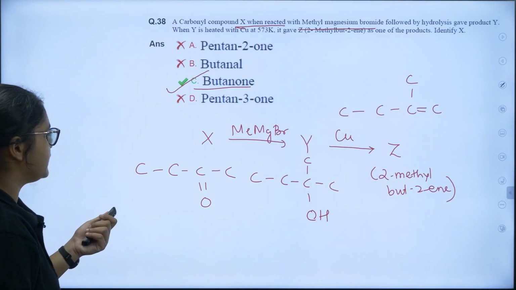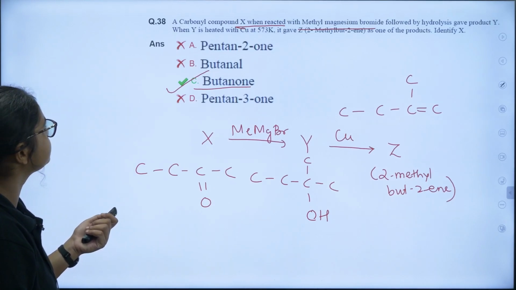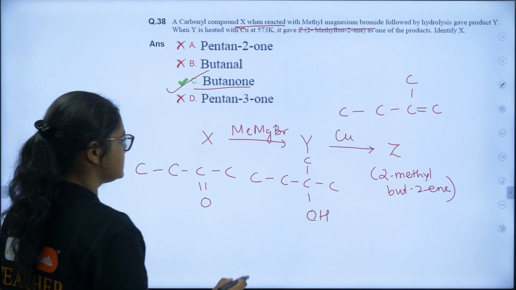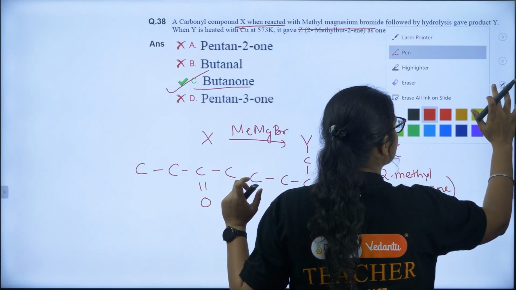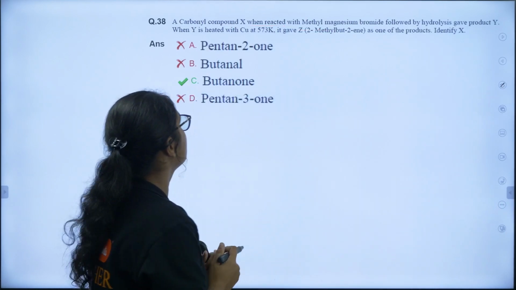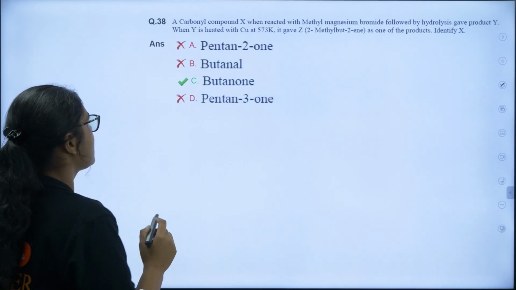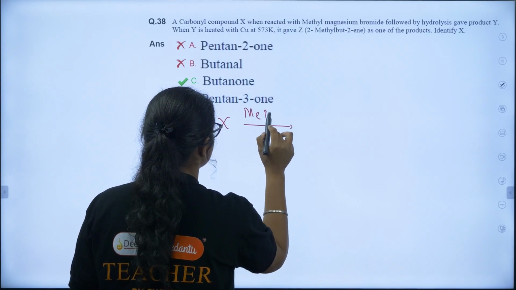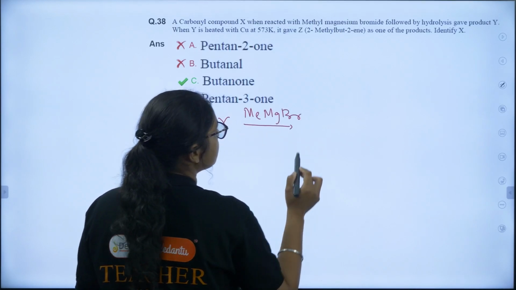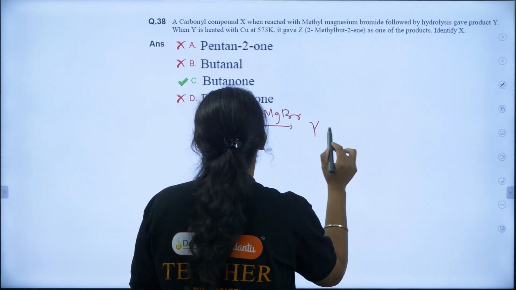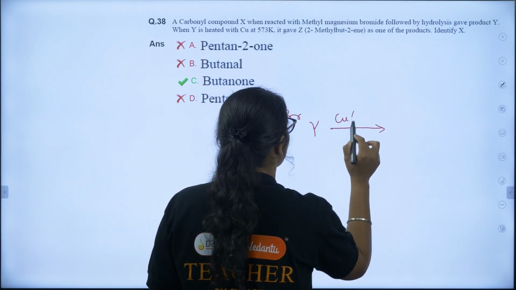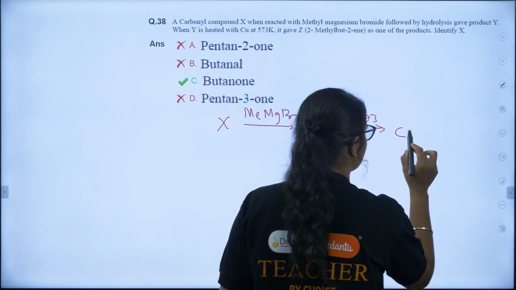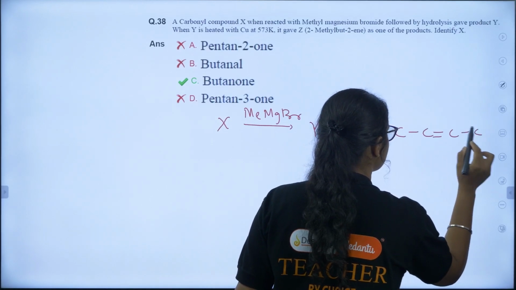Okay. Now let us see the next question. Sorry, one small correction, 2-methylbut-2-ene. So let us see the next question. A carbonyl compound X, when treated with methyl magnesium bromide followed by hydrolysis, gave product Y. And then when Y is treated with copper at 573 Kelvin, it produced 2-methylbut-2-ene. So we have this one.